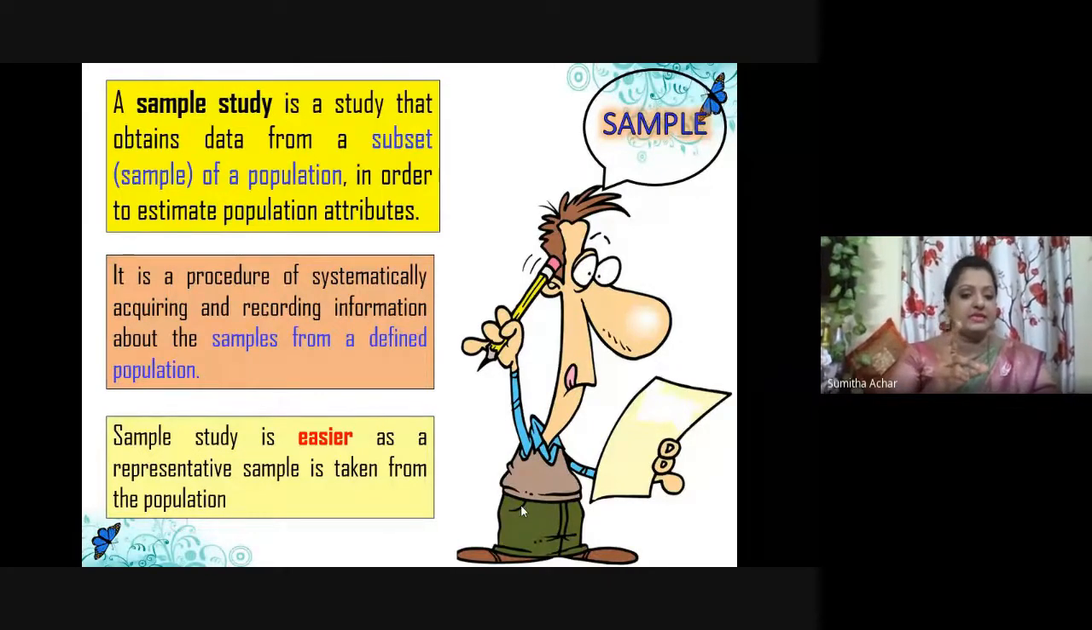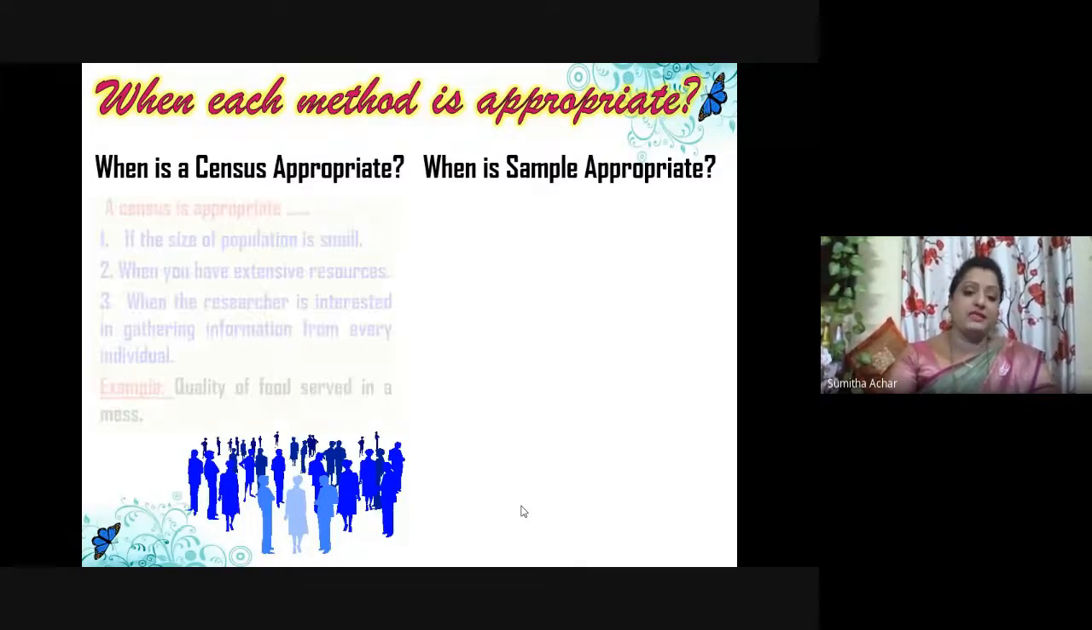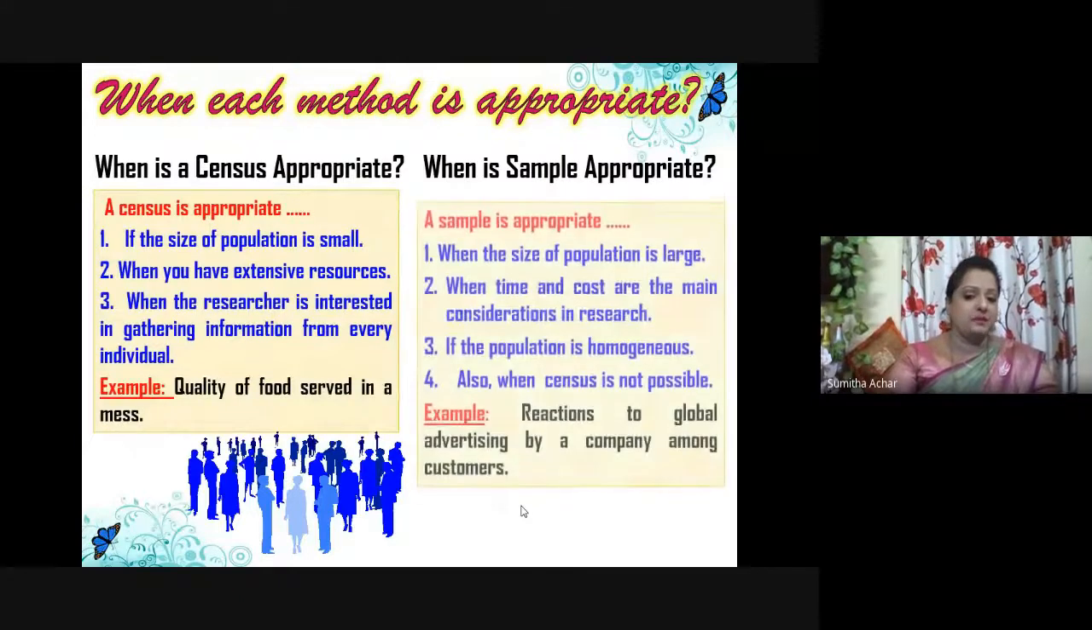There is some reasoning. If there are 10,000 fisherwomen in Mangalore, what is the reasonable sample I have to consider to make my study generalizable? These are certain things one must understand. Now, having understood this, when is each method appropriate: when is a census appropriate, and when is a sample appropriate?